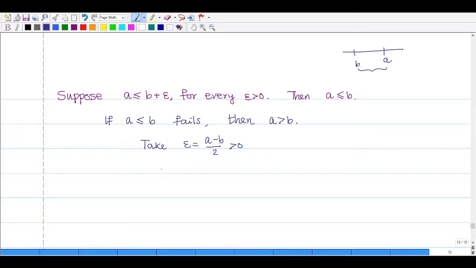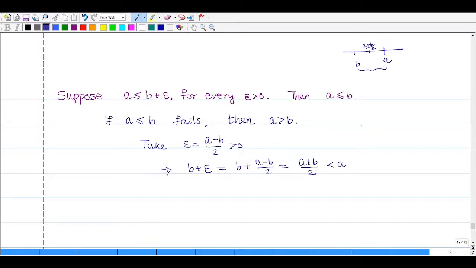So this implies that, let us see what B plus epsilon is. This is equal to B plus (A minus B) by 2. So that is equal to (2B plus A minus B) by 2. From 2B one B is subtracted, so we get B, and then A plus B by 2. So where is A plus B by 2? Here it is, correct? This is (A plus B) by 2, and that fellow will be strictly less than A.